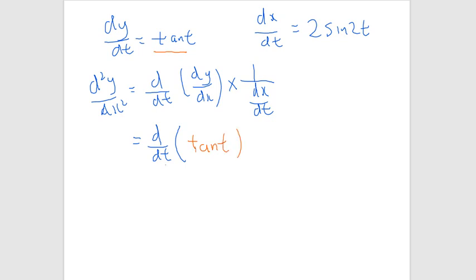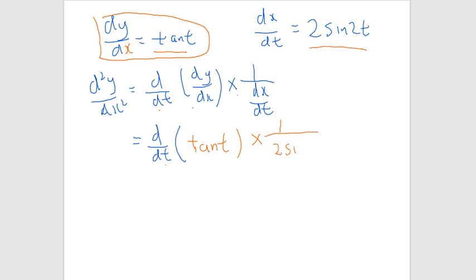Because if you try to differentiate dy/dx directly, you'll find that you can't, because dy/dx is in terms of t. You have just shown that dy/dx is tan t. So to find d²y/dx² using the formula I mentioned, it is d/dt of dy/dx times 1 over dx/dt, and it makes sense because d/dt of tan t you can find, and multiply by 1 over dx/dt, which is just 2 sine 2t.